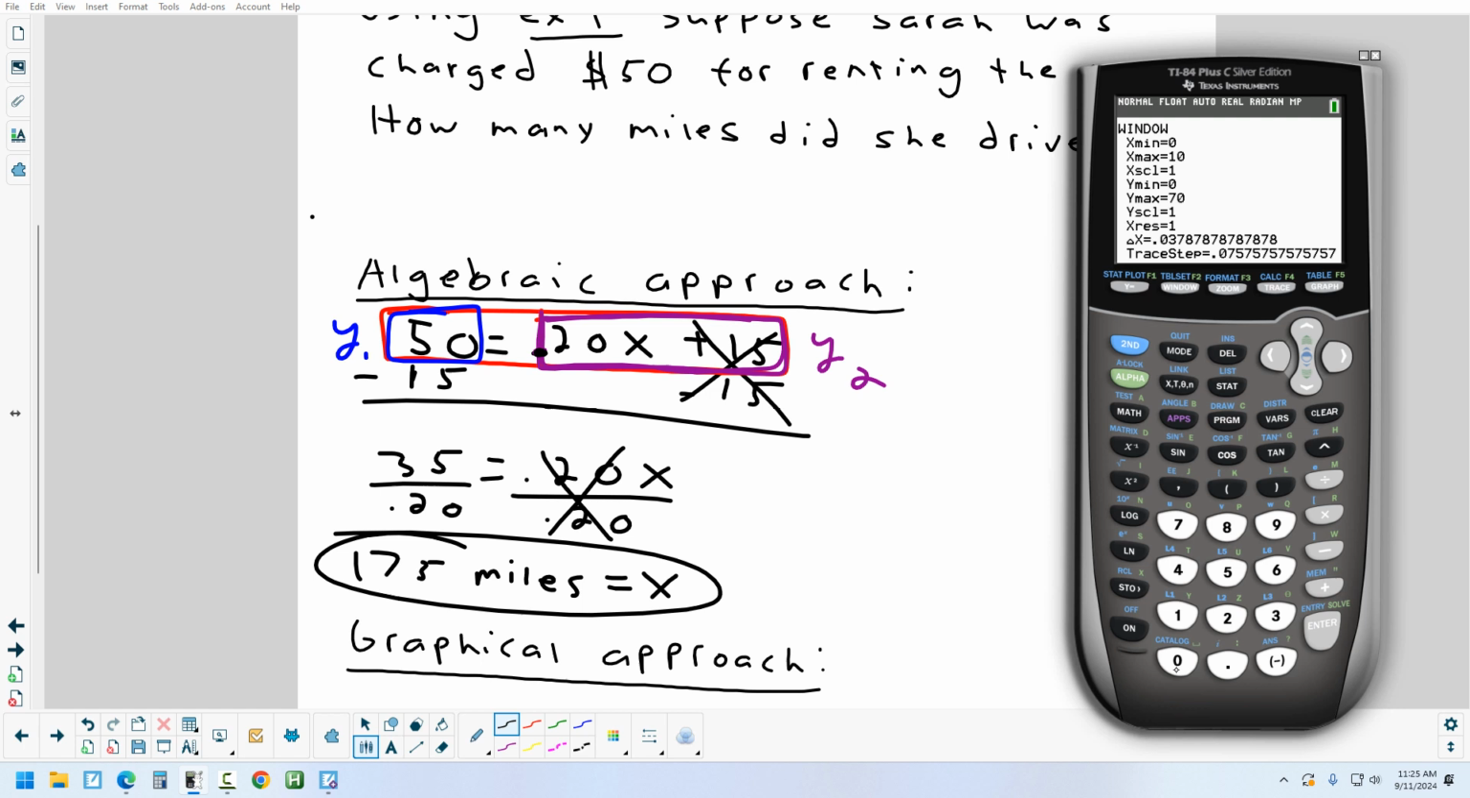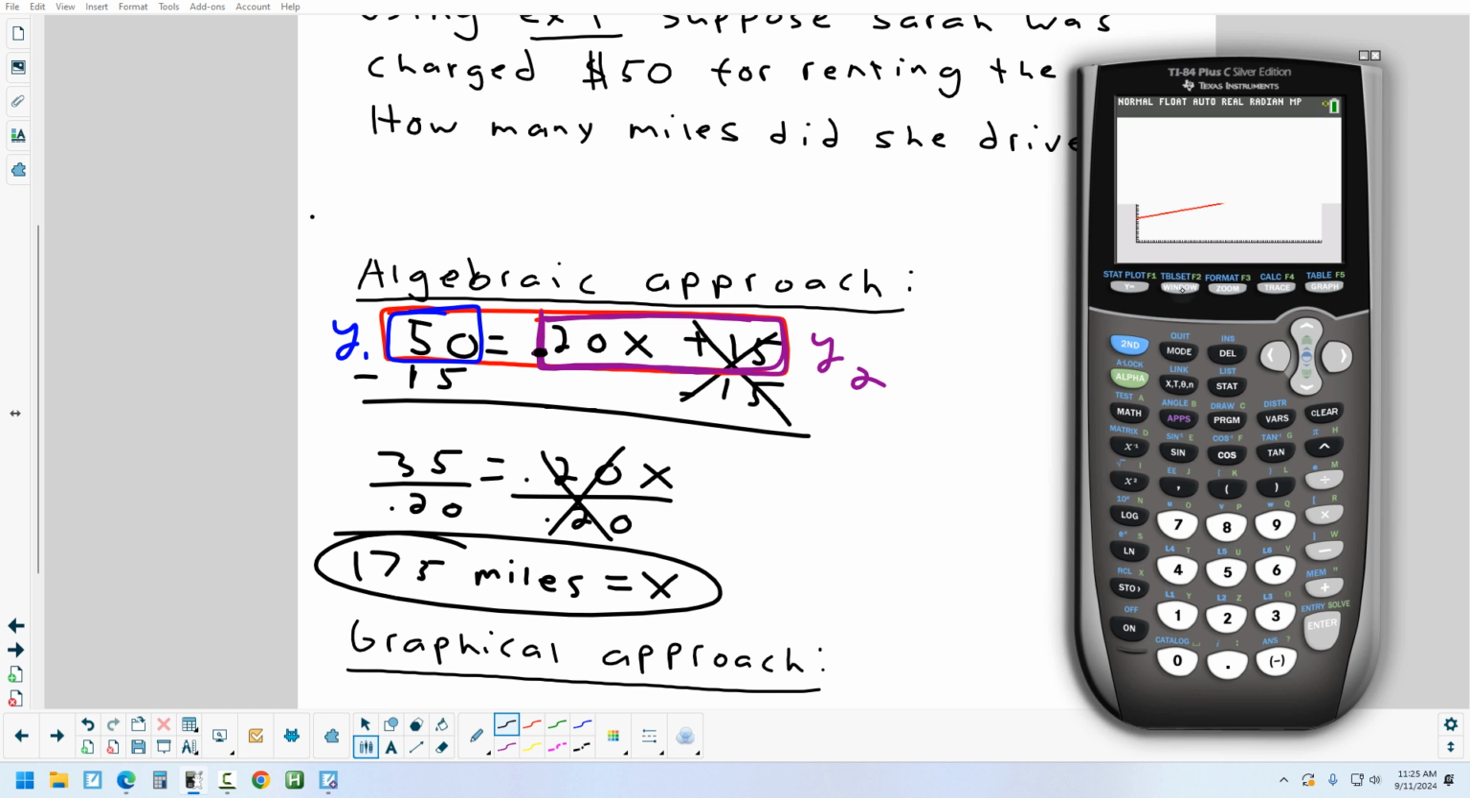Now let's set x max higher. Let's say maybe you try 100. Well, that would be better because now you see your line at 50 and you can see the cost that has the slope of 0.2. It's coming up, but it's still not there yet.